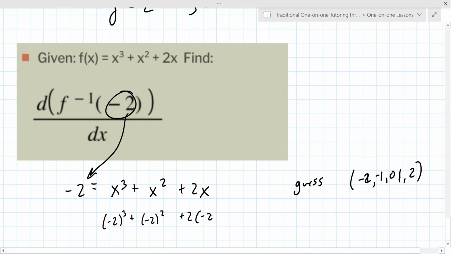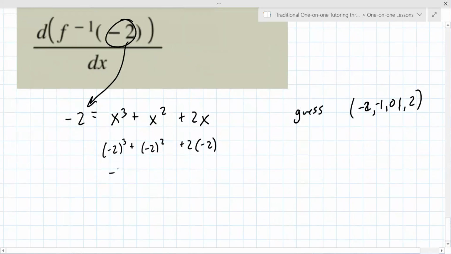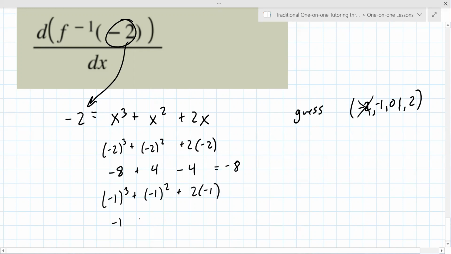But your guessing isn't as skillful as mine. Why would it be? But you can see here, like, I didn't guess right. This ends up equaling -8. So it's not that. Let's try -1. -1 cubed plus -1 squared plus 2 times -1. That's -1 plus 1 minus 2. So that's it. So your x value is -1. So x equals -1, y equals -2. That's the original.